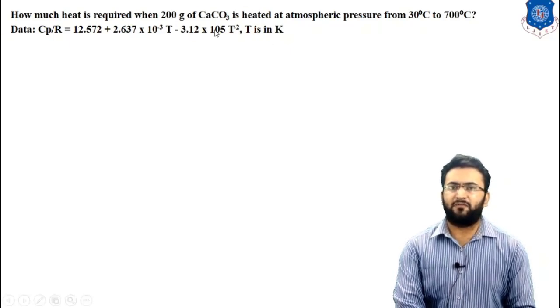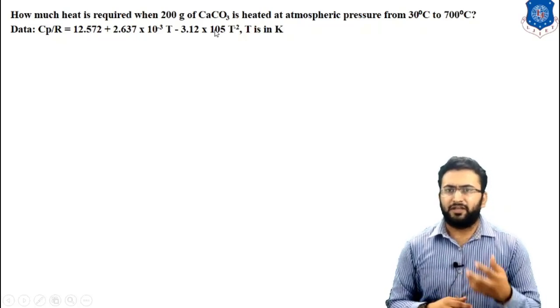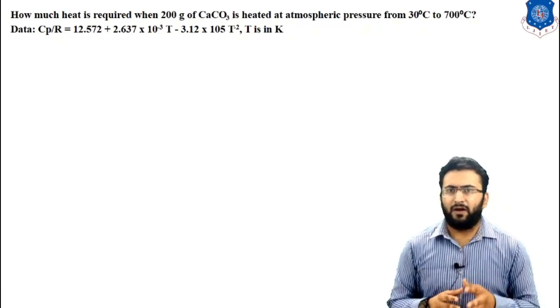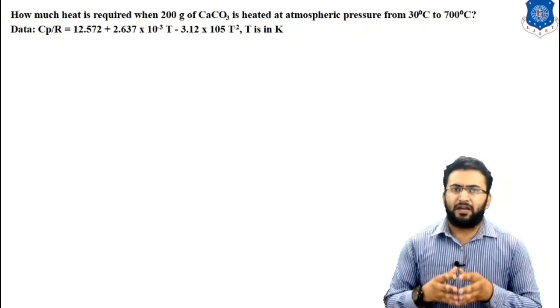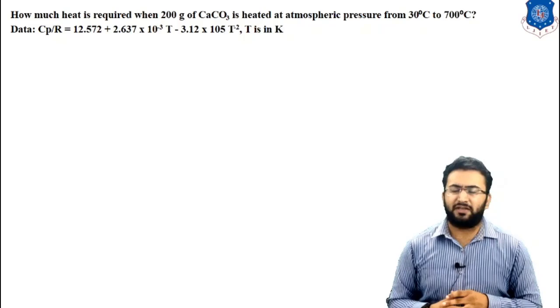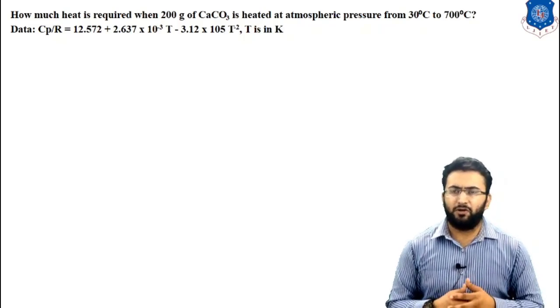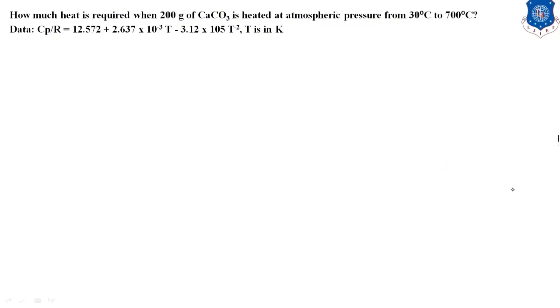Using this data, we have to calculate how much heat is required for 200 gram of CaCO3 heated at atmospheric pressure from 30 degrees Celsius to 700 degrees Celsius. So let's calculate this numerical. Cp upon R data is given.